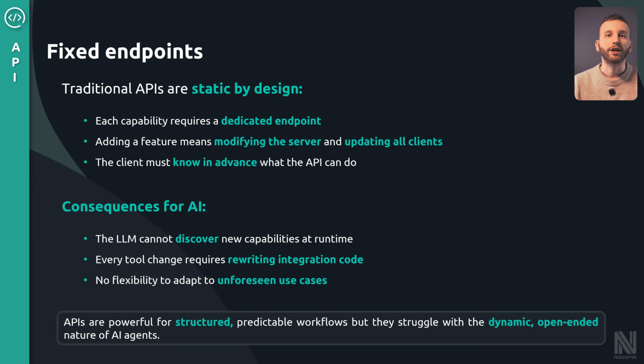The LLM cannot discover new capabilities at runtime. It can only use what it was told about upfront. Every tool change requires rewriting integration code, and there is no flexibility to adapt to unforeseen use cases. APIs are powerful for structured, predictable workflows, but they struggle with the dynamic, open-ended nature of AI agents. An AI agent needs to be able to ask what tools are available and then decide which ones to use based on the task at hand. Traditional APIs simply don't support that pattern.